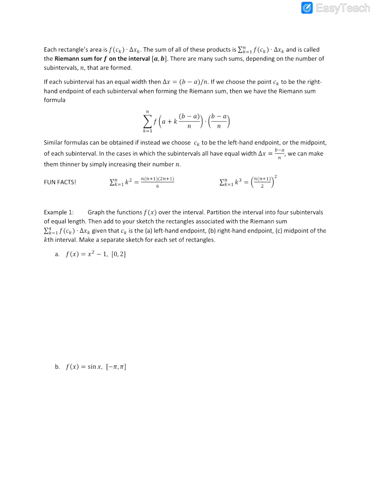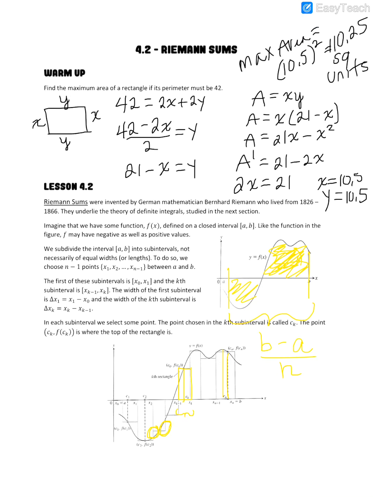If we choose the point c sub k to be the right-hand endpoint of each subinterval when forming the Riemann sum, then we have the Riemann sum formula. So this is a formula if we are going to choose the right-hand part of each rectangle to be the c. Okay, so what that means is on each one of these rectangles, I would pick the right-hand side of the rectangle. That's going to be the top of the rectangle each time. Okay?